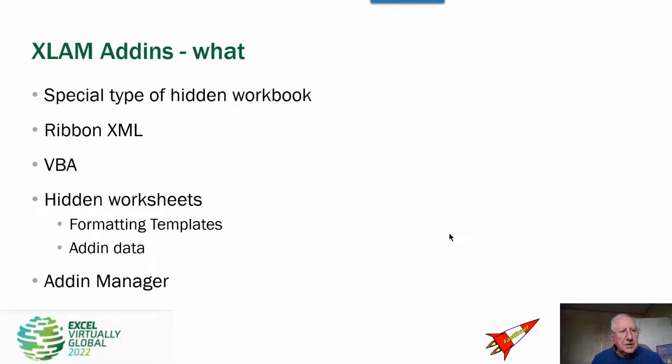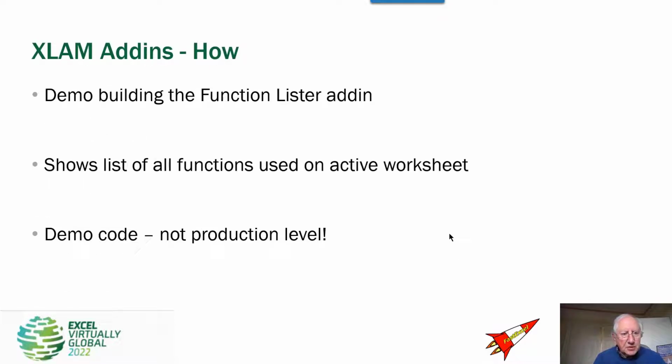What are they? Well, they're just a special type of hidden workbook. It can contain ribbon XML, so you can have your own bit of ribbon for the add-in. They can contain VBA, they usually do, and they've got some hidden worksheets. And these are useful things because you can use them to store formatting that you can use for formatting templates, formatting reports, and so on. And you can also store any data that the add-in itself needs. It tends to be fairly static data. And they're usually installed using the Excel add-in manager. So we'll look at that too.